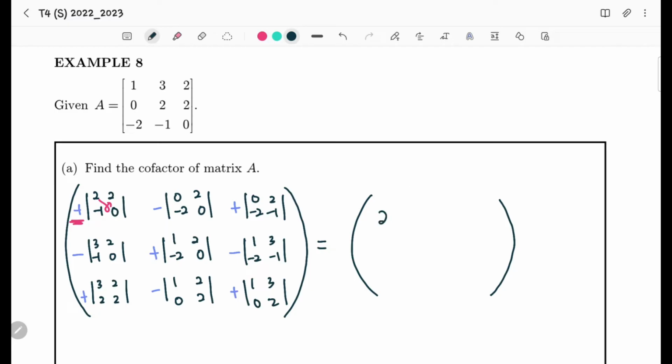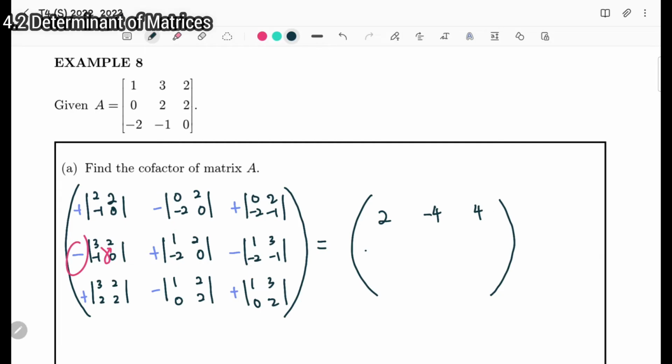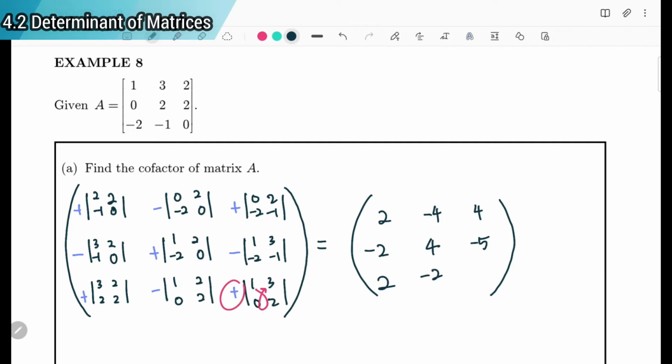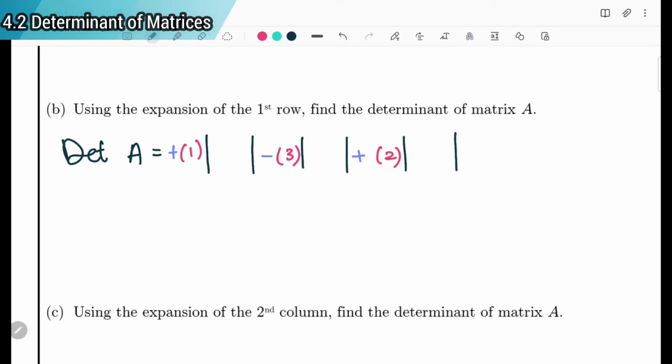So you have 2, negative 4, 4, negative 2, 4, negative 5, 2, negative 2, 2. So this is the cofactor of matrix A. Okay, next.